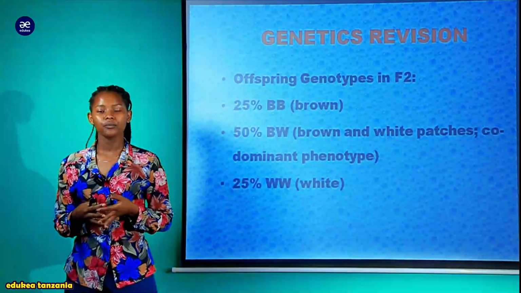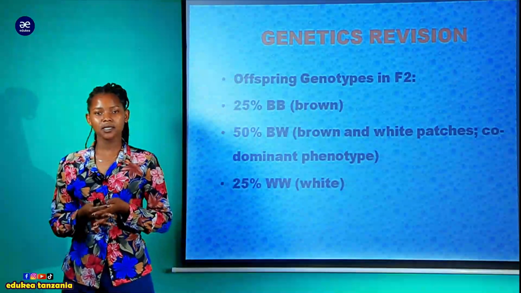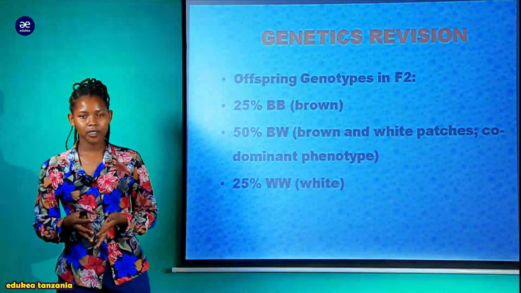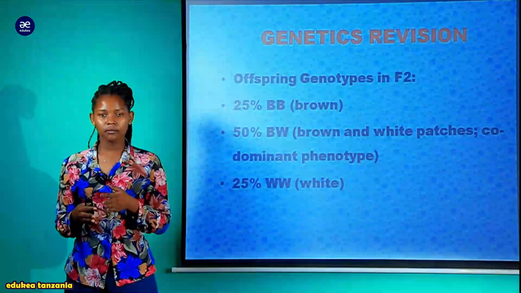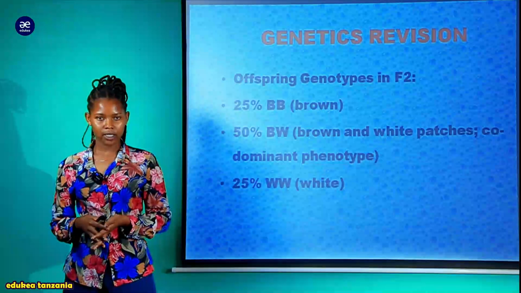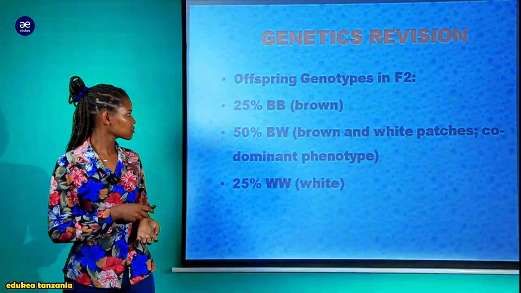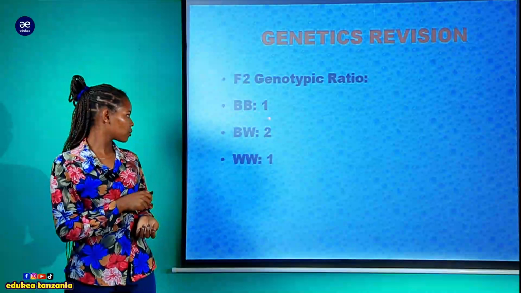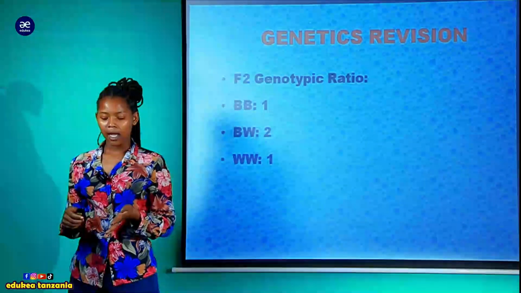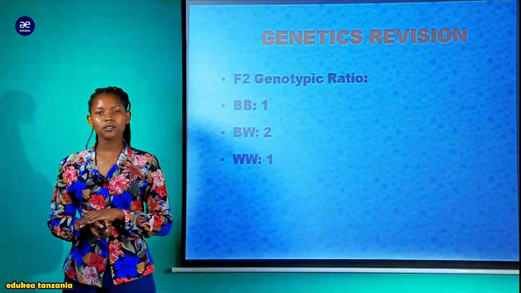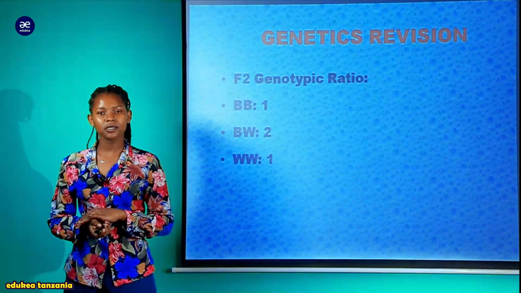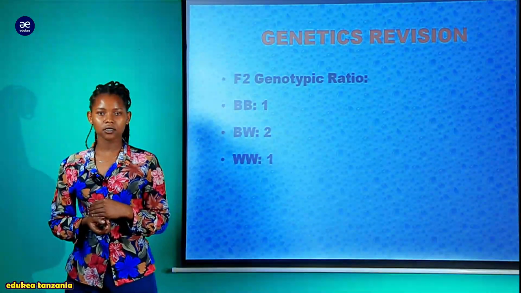Also we have the 25%, which is the white offspring. So the ratio will be 1:2:1. And now you can see F2 genotypic ratio is 1:2:1. And this results after the crossing of those resulting offsprings in F1 generation.